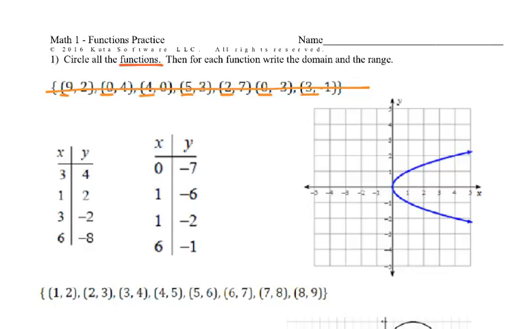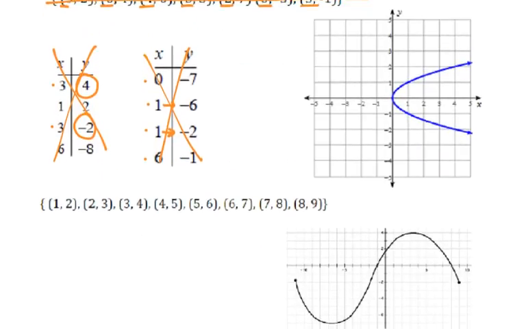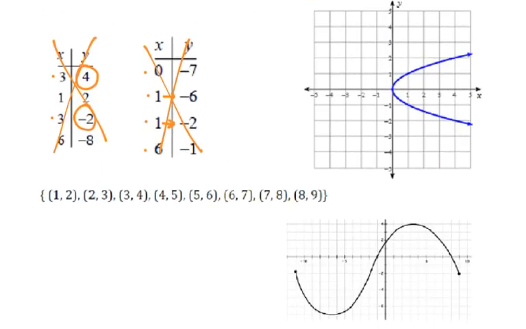With a table, we look at the same idea. 0, 1, 1, 6. The 1 goes to negative 6 and to negative 2. Not a function. The other table, we have two 3s. So we look at the inputs. If we have two 3s there, then looking at their outputs, a 4 and a negative 2, that's not a function. Look at this set of points: 1, 2, 3, 4, 5, 6, 7, 8. There are no repeated inputs, so we're good. We don't have any, that's a function.